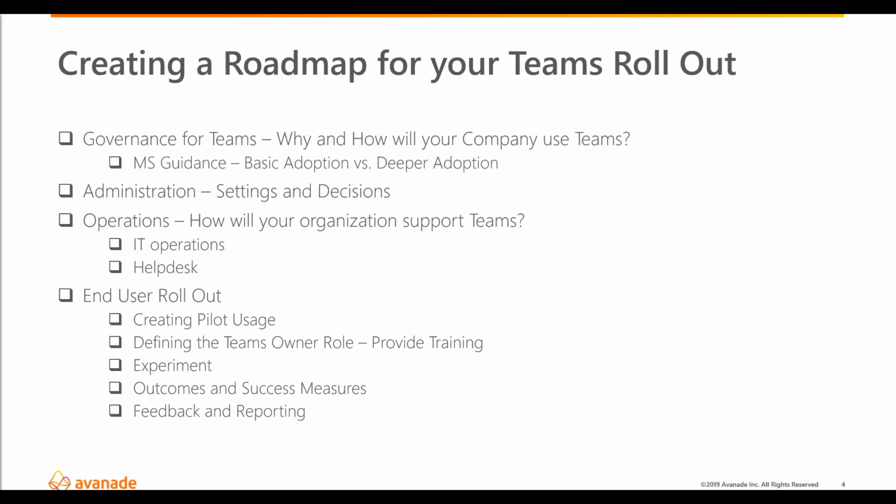Basic adoption from Microsoft's standpoint is a company that might be 100 users or less. So basically they're saying you can just start using it and let it evolve organically. You're small enough that people are probably talking to one another, and you don't have so many users that it could be potentially detrimental. So they're pretty much saying, go ahead, open the doors, turn it on, let people have it. For the most part, I can't necessarily disagree with that.